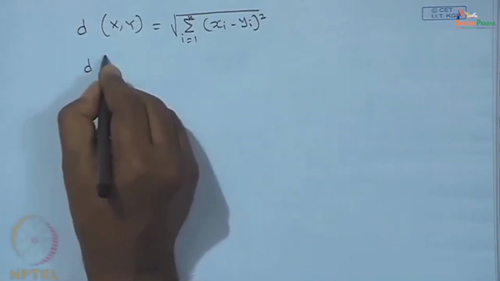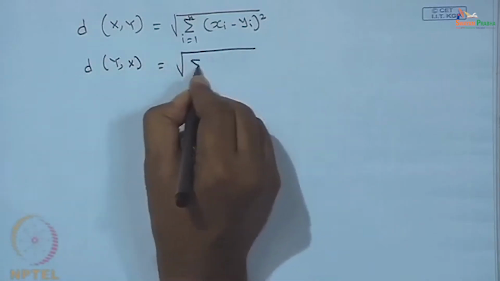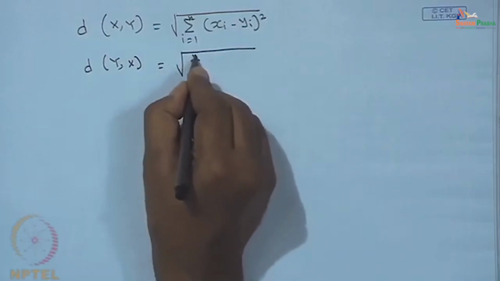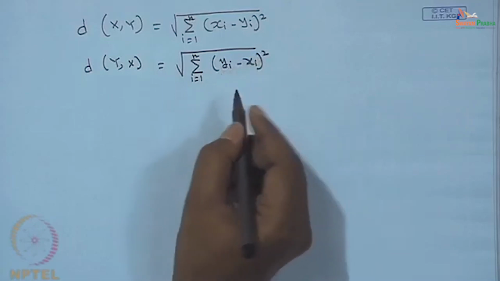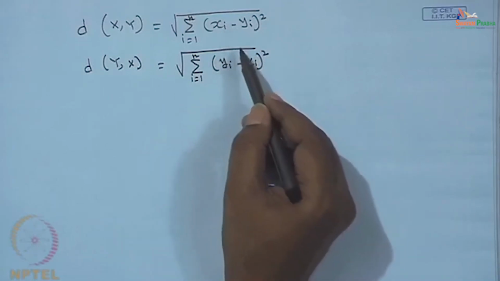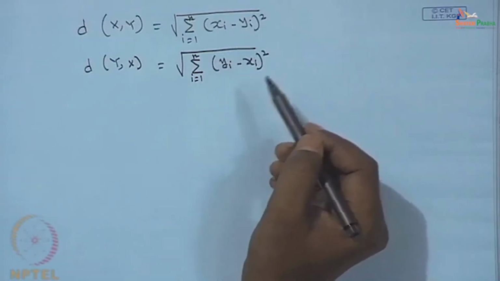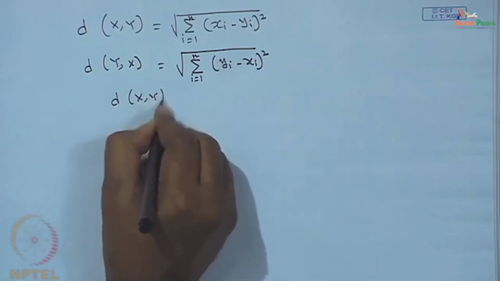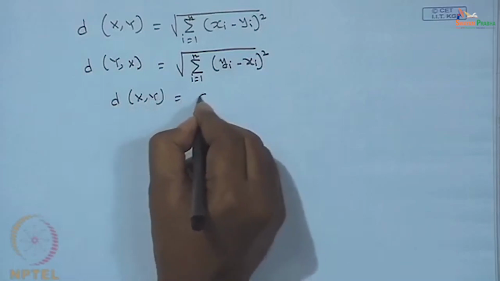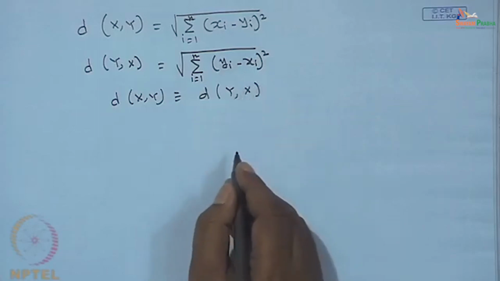Similarly, we can talk about the metric between y and x, which is nothing but the square root of the summation, i equal to 1 to n, of (y_i minus x_i) square. If you look into these two expressions, whether it is (a minus b) whole square or (b minus a) whole square, they are identical. So, therefore, we prove the axiom that the metric between x and y is identical with the metric between y and x. So, that goes for the metric.